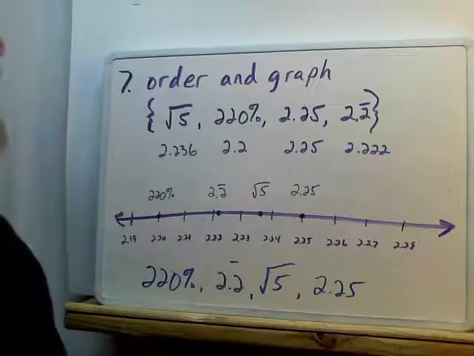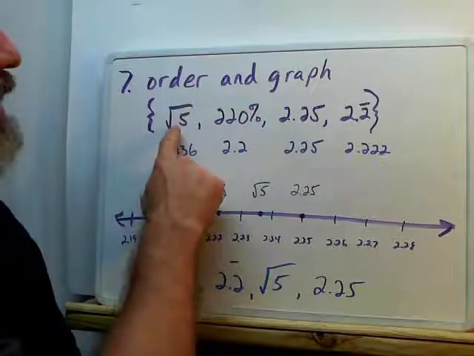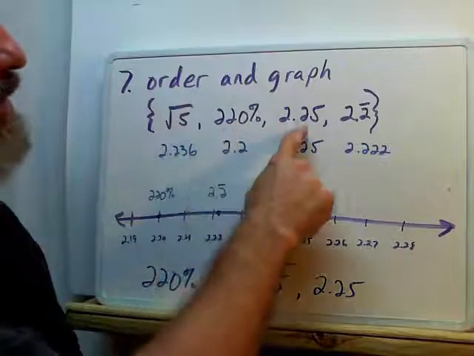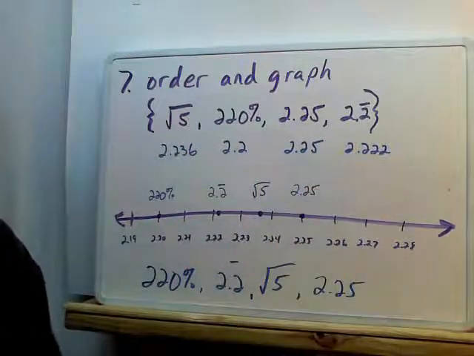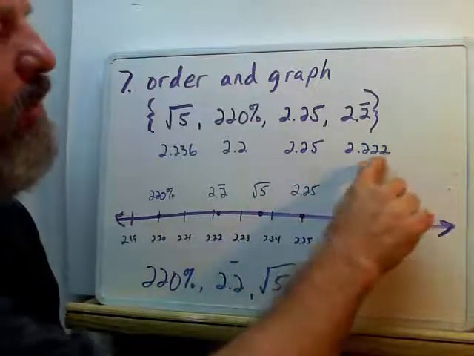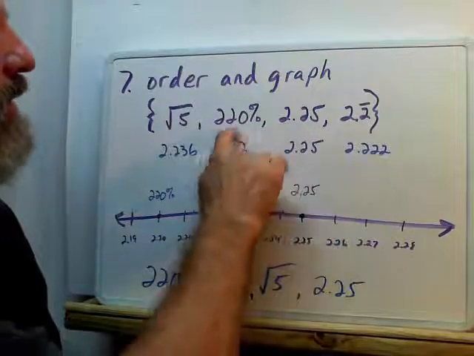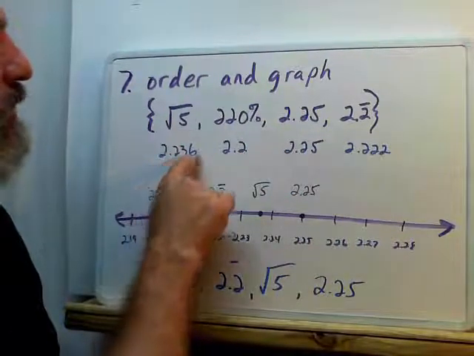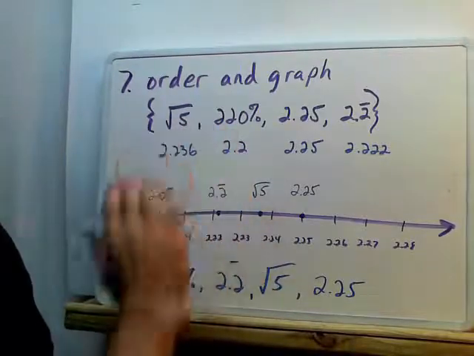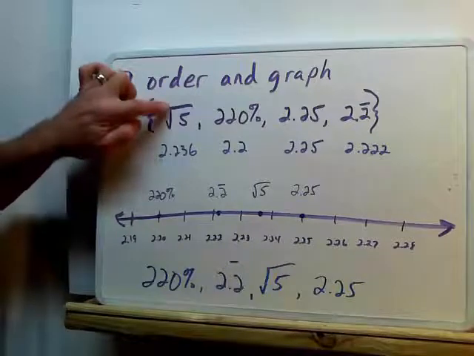Problem number 7, they ask you to order and graph these real numbers. Square root of 5, 220%, 2.25, or 2 1/4, and 2.2 repeating. So I wrote the 2.2 repeating with 3 decimals. This terminates, so we can just leave it at that. That also terminates, so it's 2.2. This in a calculator is 2.236 to the first 3 digits, and I think we can probably leave it at that. So put the first one on the number line.